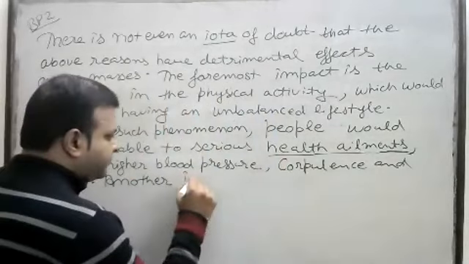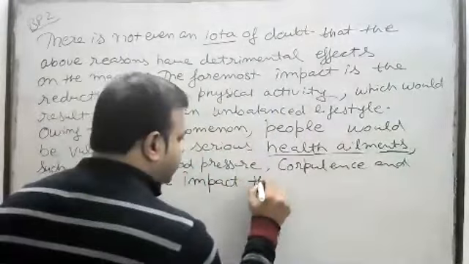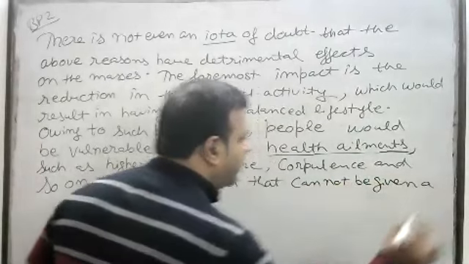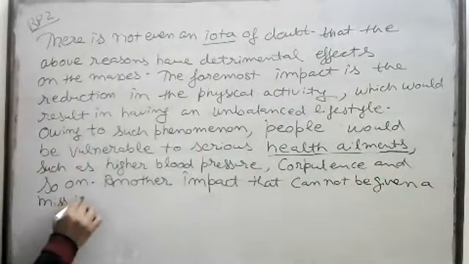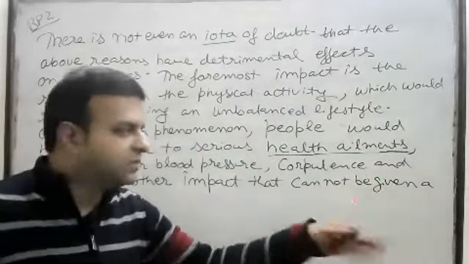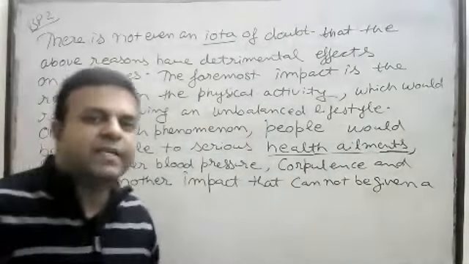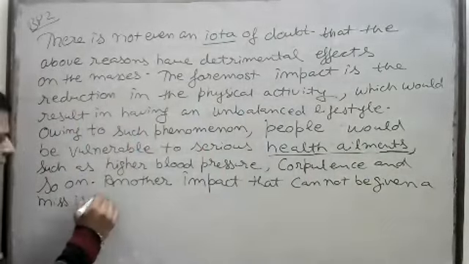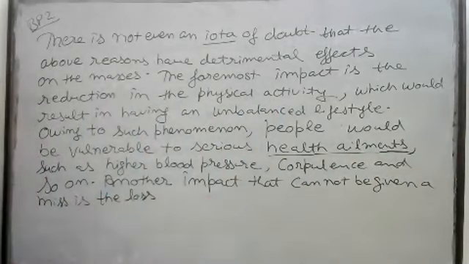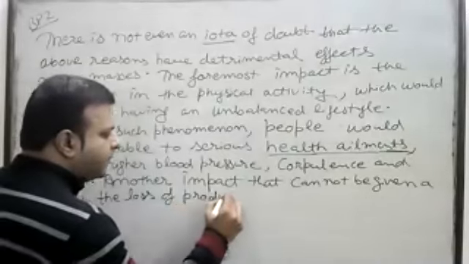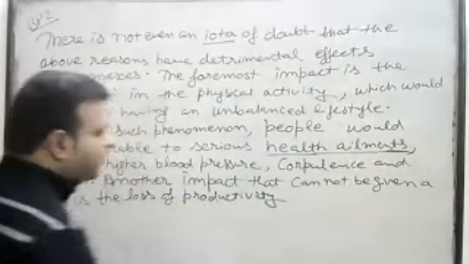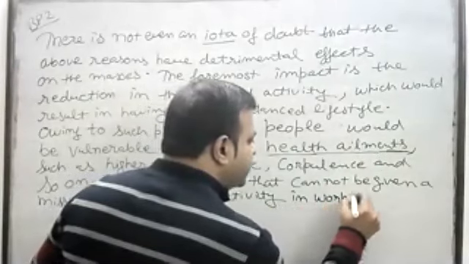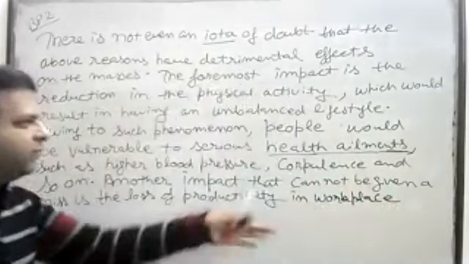Another impact that cannot be given a miss is, now another impact that cannot be given a miss, we cannot neglect this, right? So instead of "secondly", again I'm just using some expressions. So another impact that cannot be given a miss is the loss of productivity. See how easily you keep going, right? Cannot be given a miss is the loss of productivity. Where? In workplace. Oh la la, that's wonderful, right? Productivity in workplace. Then what?